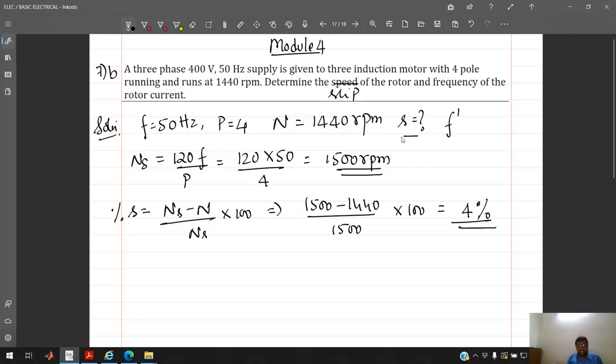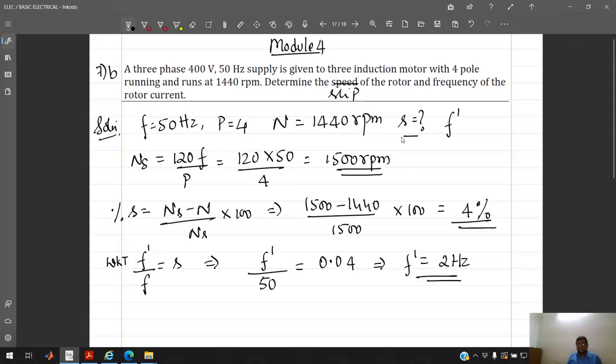Next you need to calculate F dash. We know that F dash by F is nothing but slip. That implies F dash is nothing but the frequency of the rotor current which you need to calculate. F is the supply frequency 50 hertz. Slip you have already calculated 4% or 0.04. That implies you are going to get F dash as 2 hertz. So this is the frequency of the rotor current. So this is what is required to be calculated. A very simple problem, you can easily score marks.